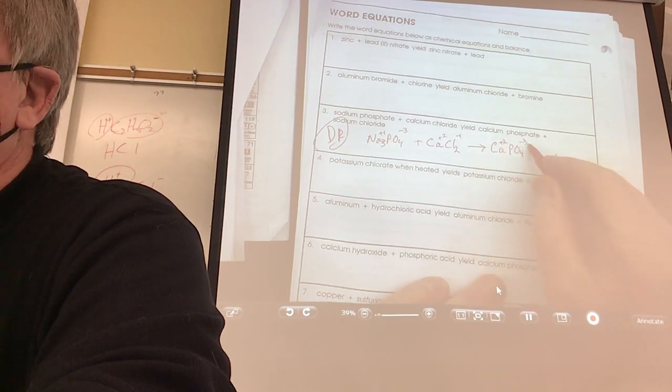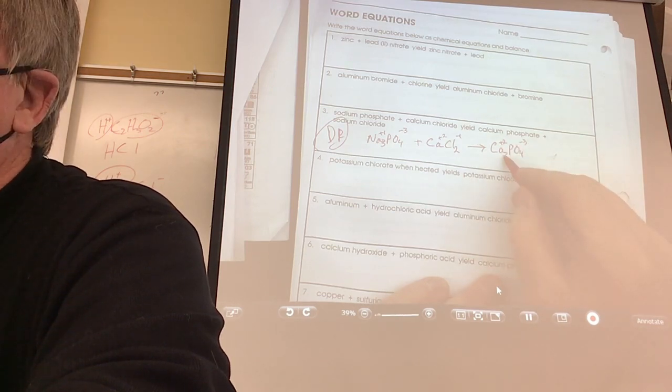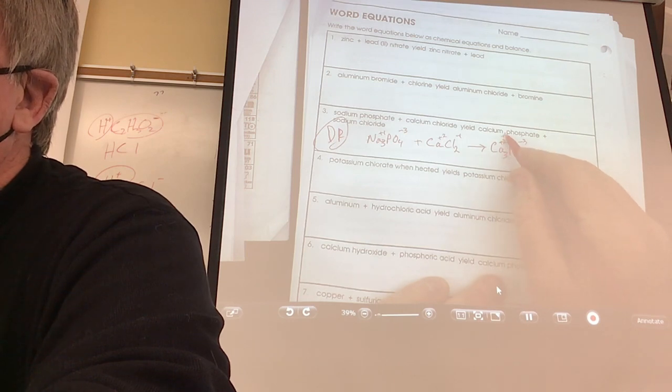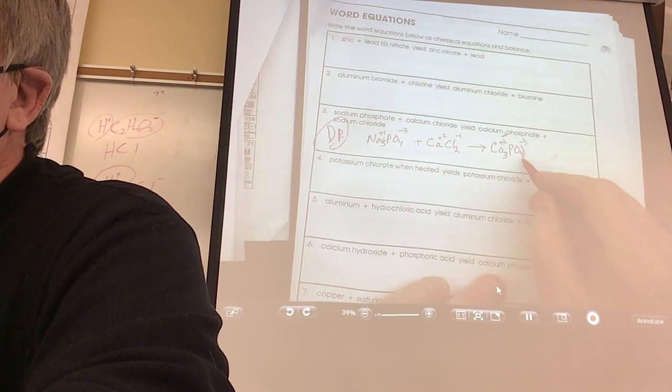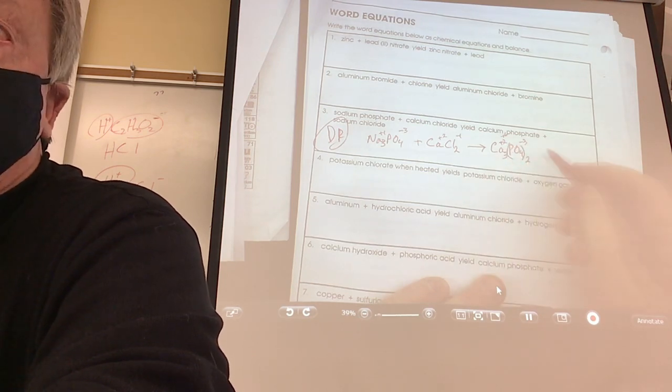Yeah, the smallest number is 6, so what do I need here? 3. I need 3 times that. That's +6. And how many phosphates would you like? 2. I need 2, don't I? And that's why I had to put parentheses.